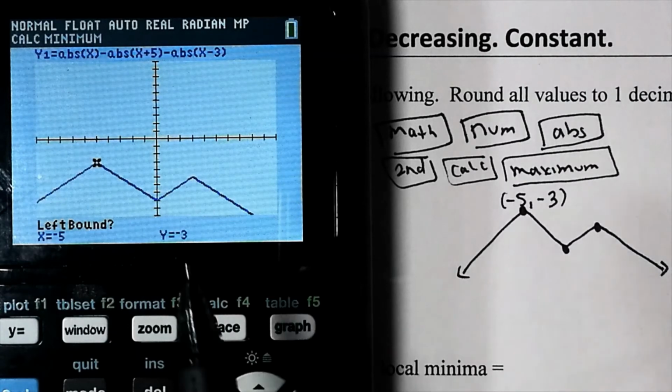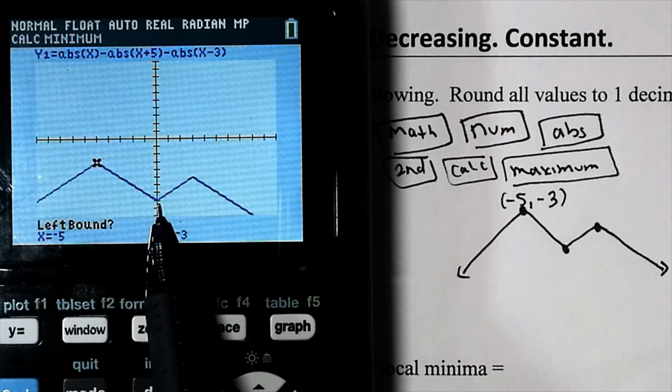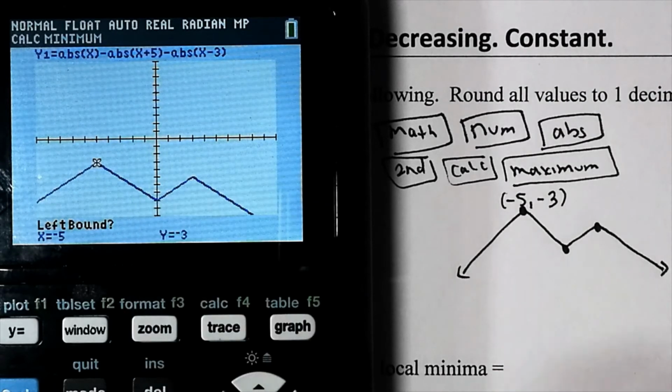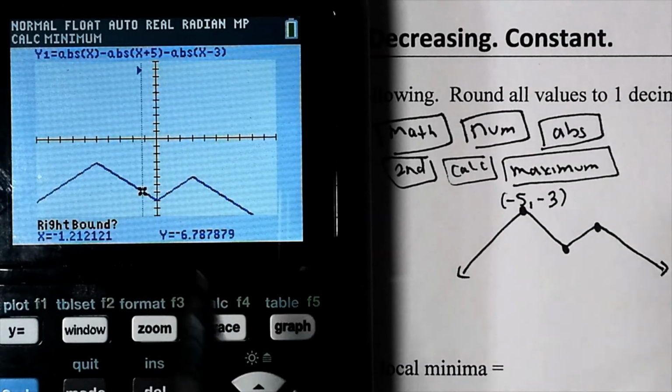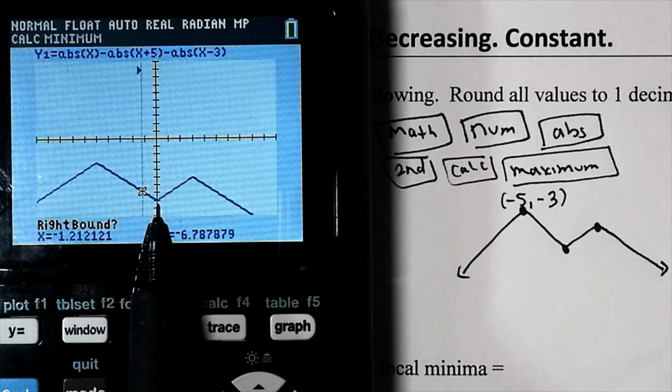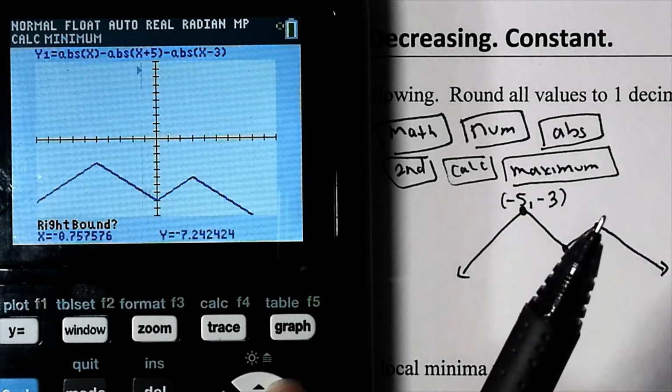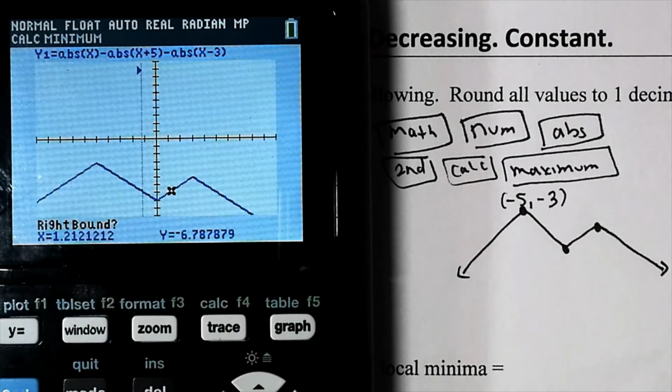And the minimum point is right here, so it says left bound, question mark. I need you to put your cursor somewhere to the left, anywhere to the left. I think that's close enough, and then we're going to hit enter. Then it says right bound, question mark, so the calculator is asking you to put your cursor somewhere to the right of it. I think we're good. Guess.